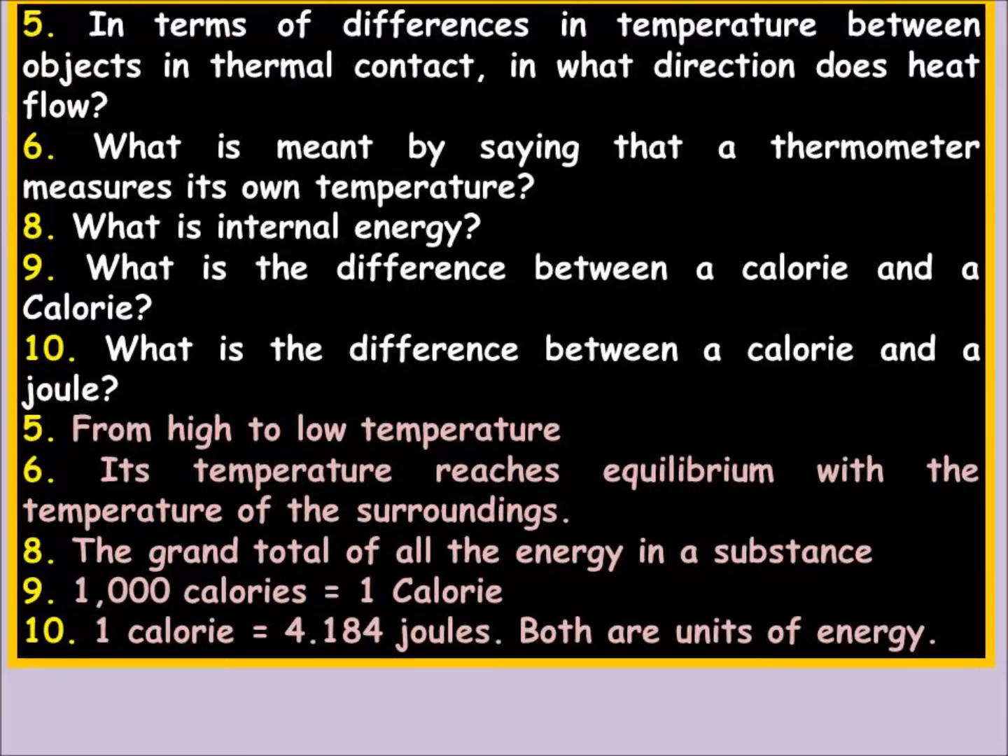What is the difference between a calorie, small c, and a Calorie, large C? 1,000 scientific calories, small c, equals 1 dietary Calorie, large C. What is the difference between a calorie and a joule? 4.18 joules per 1 calorie.